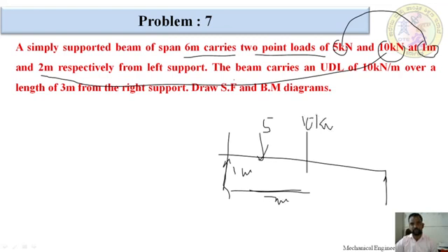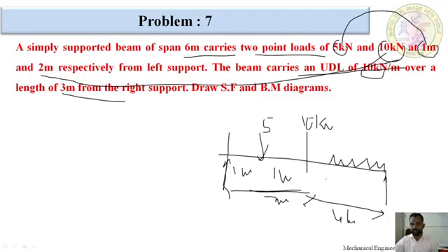In addition to this, the beam also carries a UDL, and this is the magnitude of the UDL over a length of 3 meter from the right support. We have to take from the right support at a distance of 3 meter. Total distance is 6. This is 1 meter, this is 1 meter, and what is left is 4 meter, but we are supposed to take only 3 meter of UDL. From here to here we are having load, and this distance is 3 meter. This left distance is 1 meter. And this magnitude is 4 kilonewton per meter.